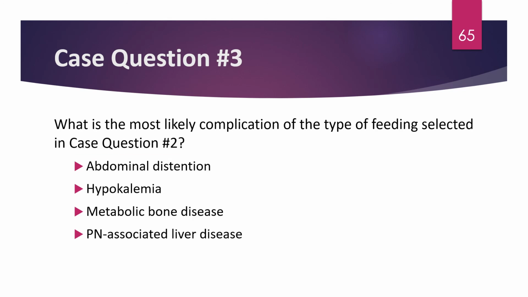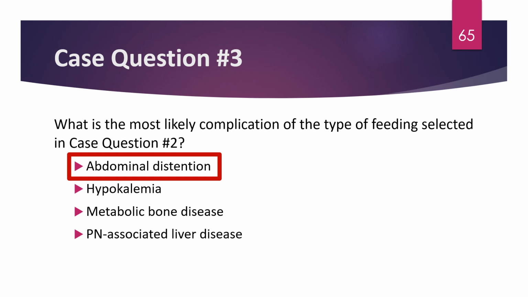Case question 3. What's the most likely complication of the type of feeding you selected in case question 2? So remember we picked enteral nutrition. Enteral nutrition can cause abdominal distension. Anything with the gut, if you're feeding the gut, complications from the gut can occur. So those include nausea, vomiting, diarrhea, abdominal distension. In addition, aspiration or aspiration pneumonia can also occur from tube feeding specifically.